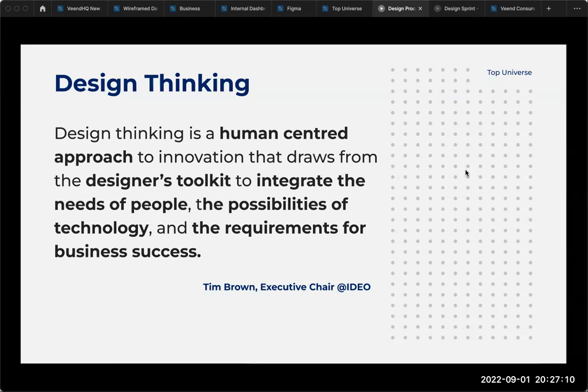Design thinking makes you use those things with a human-centered approach to integrate the needs of people, to solve people's problems, and making sure that everything you are doing is possible with the requirements for business success. So everything is revolving around the success of a business. I think I've said it. I don't know if I've said it before.